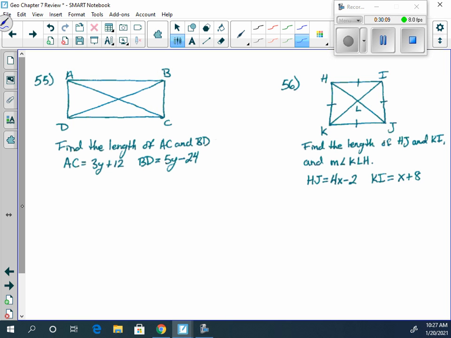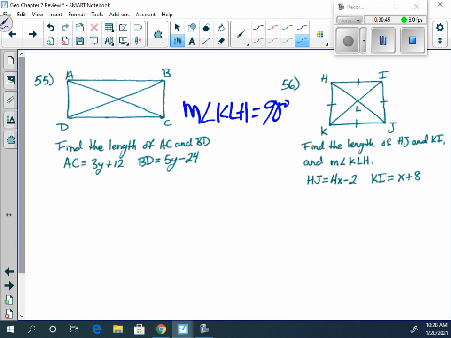Find the length of HJ and KI, and the measure of KLH. Well, KLH is going to be 90 degrees because the diagonals are perpendicular to each other. Because this is coming from the properties of a rhombus. The rhombus's diagonals are perpendicular to each other.